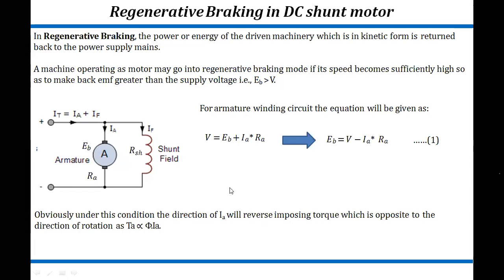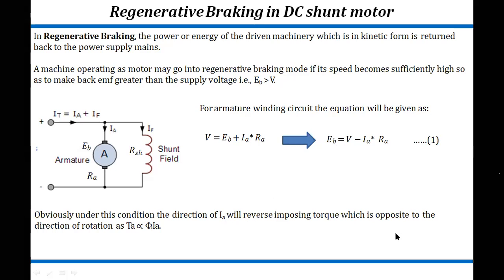Okay, so you can see here, when we want to increase the value of back EMF compared to the supply voltage, we get the equation of back EMF in the form of supply voltage, armature current and armature resistance. So to increase the back EMF, if we reverse the direction of Ia, we will get a higher amount of back EMF. Under these conditions, if we change the direction of armature current, we will get a torque which is opposite to the direction of rotation.